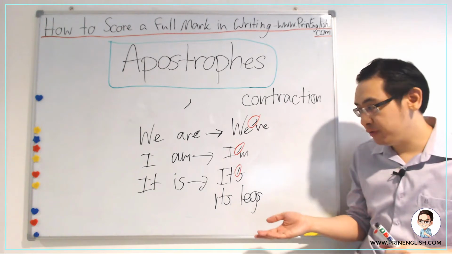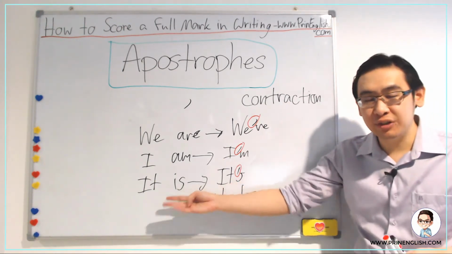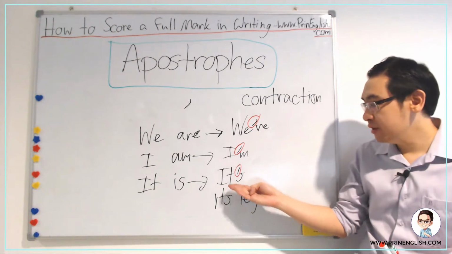Okay, so that's when you use the word its as a possessive. There's no apostrophe. But this one, it's, is short for it is, which is different. This is the contraction. This is not.